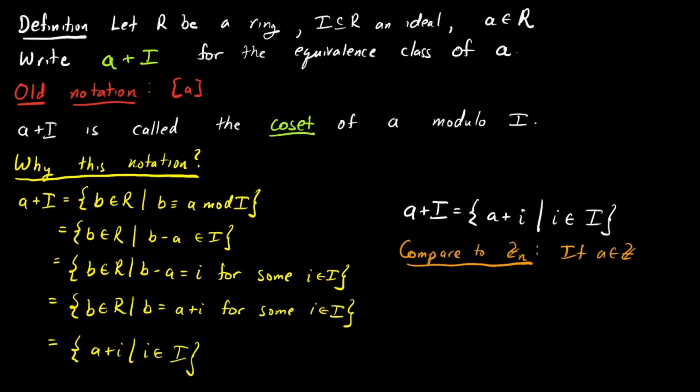The one thing we can do is compare this to Z mod n. So if I take A as an element of Z, one thing we showed when we talked about Z mod n was that the equivalence class of A was all numbers of the form A plus nj, where j was in Z. And one thing we might notice is that this is just A plus all the multiples of n, right? So this is how this notation relates back to our old notation.